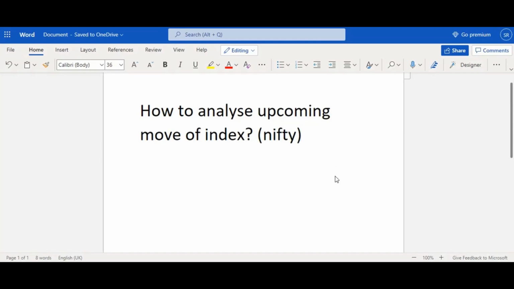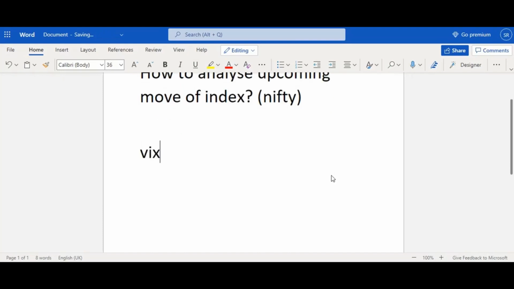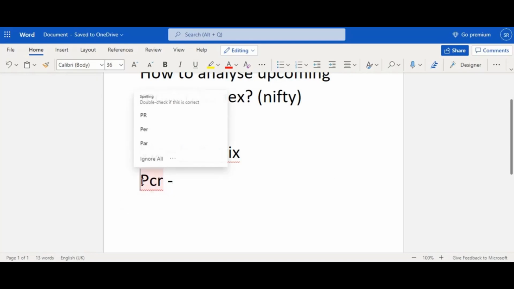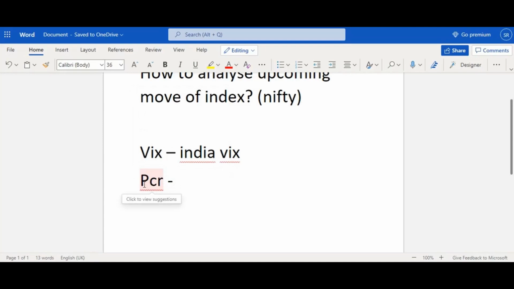And for that, we will have to understand two concepts first. So the first one is VIX, which is also called India VIX. And the second concept is basically related to option chain data, OI data. So we haven't understood OI and option chain yet, but this is pretty simple because you do not have to understand it just right now. You just have to understand how it performs.